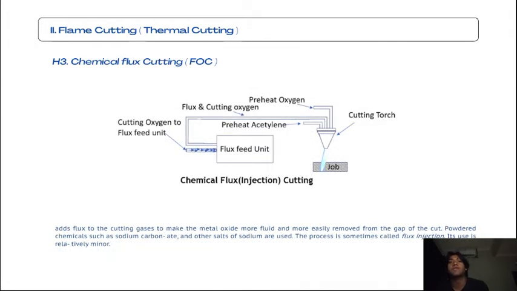So the third subtopic of flame cutting was chemical flux cutting. It adds flux to the cutting gases to make the metal oxide more fluid and more easily removed from the gap of the cut. Powder chemicals such as sodium carbonate and other salts of sodium are used. The process is sometimes called flux injection.